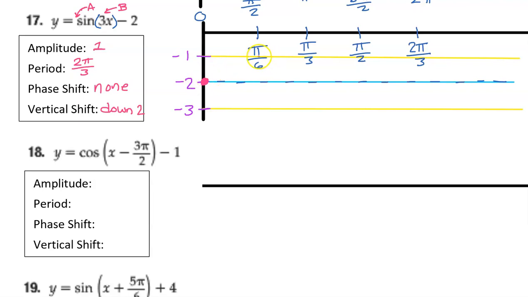So a quarter period later, the sine function will be at its high, and then it falls back to the midline, and then it falls to its lowest point, and then back to the midline. So this graph is going to look something like this. And that's how you do it.